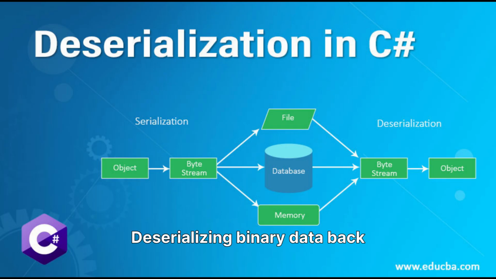Deserializing binary data back into an object involves a similar process. You create a binary formatter instance and then call its deserialize method, reading from the binary stream. The returned object, which is of type object, then needs to be explicitly cast back to its original C# type for use in your application.